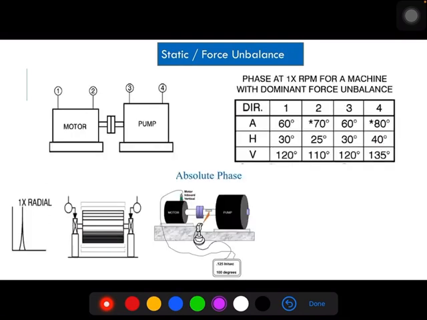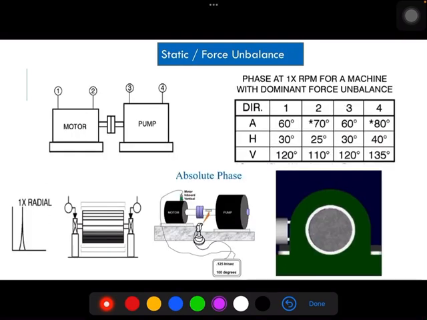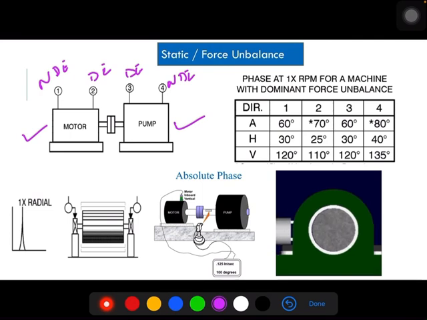Apart from this, we can also conclude static unbalance by looking at the phase at different measuring points. Here I am explaining by taking an example of this motor coupled with a pump, and have taken the phase at different positions: one is NDE, 2 is DE, similarly 3 is DE drive end, 4 is NDE non drive end. In this case, by using this tachometer, I measured the phase at different measuring points in X, Y, Z directions, meaning horizontal, vertical and axial directions.